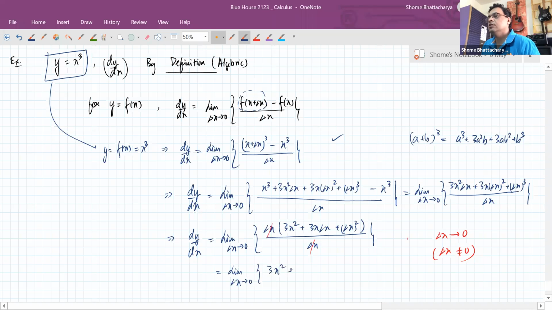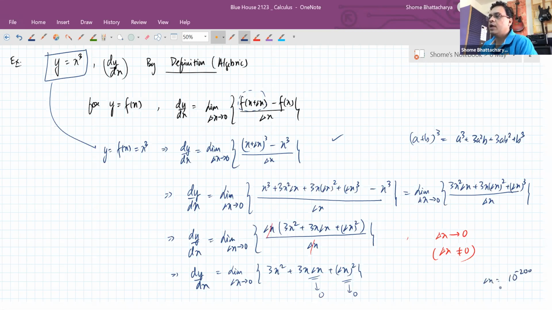Three x square plus 3x into delta x plus delta x square. Now you can say that if delta x is tending to 0, then in this bracket, the second and third term are tending to 0. This whole term is also tending to 0. Like imagine, delta x is something like 10 raised to minus 200. Actually delta x is even smaller than that when its limit is tending to 0. But you can imagine how small this number is. So practically this whole thing and this whole third term are tending to 0.